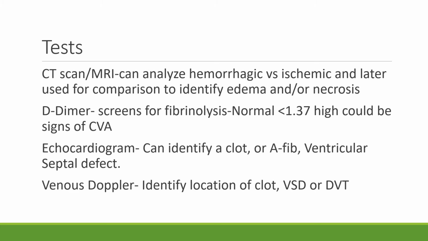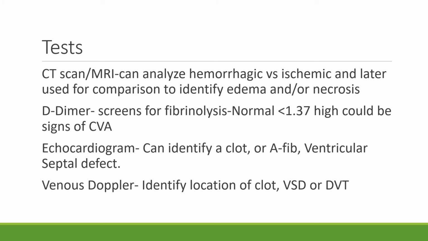So CT scans are our gold standard. MRI can also help analyze, but it's not as fast, and it's not available as readily as a CT scan is. But they can use it later on to compare and identify edema or necrosis. So the very first test they have done is that CAT scan to analyze whether it's hemorrhagic or ischemic.